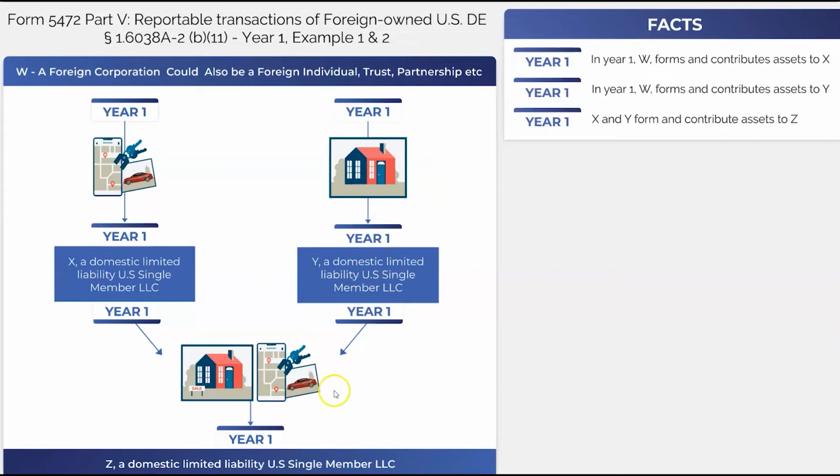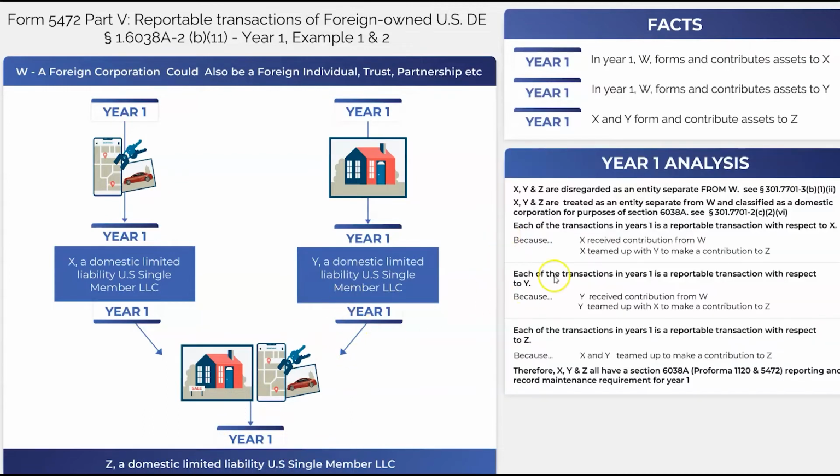This all looks good. So you have X and Y contributing all of the assets they got from their parent to another entity which they have formed. So this looks good. Now let's look at the analysis here. And here's how the IRS analyzes this situation. So here it says that X, Y, and Z are disregarded entities separate from W. So this entity here, X, Y, and Z, they are all disregarded entities because they are all single member LLCs.